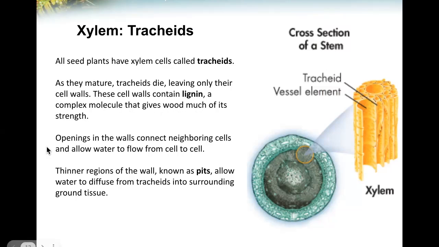Openings in the wall connect neighbor cells and allow water to flow from cell to cell. Thinner regions of the wall, known as pits, allow water to diffuse from tracheids into surrounding ground tissue. So the tracheids have pits, allowing the water to diffuse.